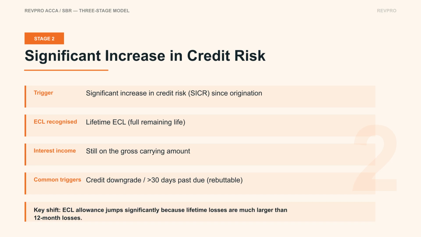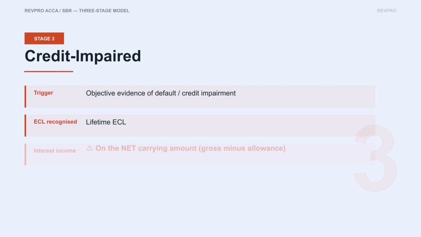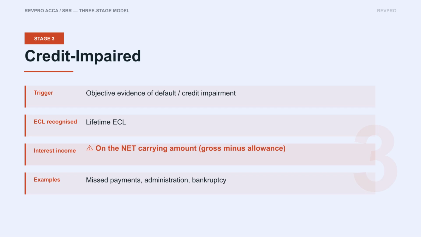Stage 2 is triggered when credit risk has increased significantly since initial recognition, but the asset is not yet credit impaired. Common indicators include a credit rating downgrade, worsening cash flows, adverse economic conditions affecting the borrower, or payments more than 30 days past due. The 30-day rule is a rebuttable presumption, so it can be overridden only with reasonable supportable evidence. In stage 2, the allowance changes from 12-month ECL to lifetime ECL. Interest income is still calculated on the gross carrying amount.